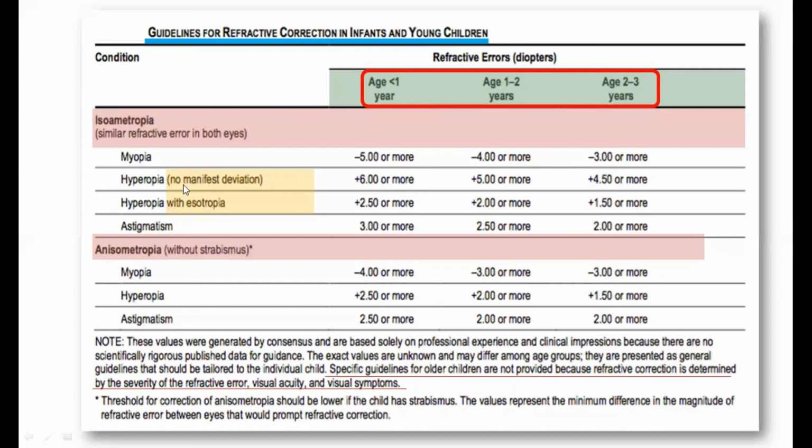Now, let's see this part of the table, which divides the refractive errors into two main groups: isoametropia, in which there is similar refractive error in both eyes, and anisometropia, in which there is a difference in the refractive error between both eyes. And each one is further subdivided according to the refractive error into myopia, hyperopia, or astigmatism.